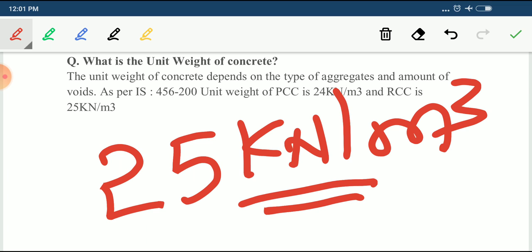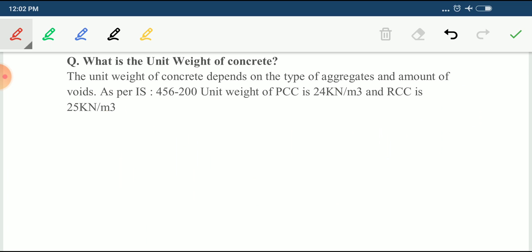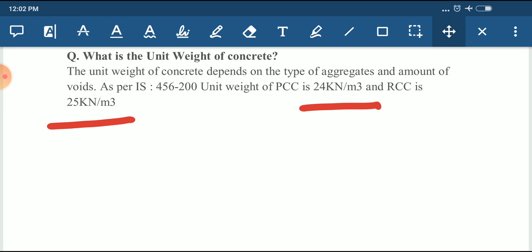Okay, whenever you solve the problems or in the design, if you're using software, you have to enter these values. Okay, so for plain concrete how much you have to take? You have to take 24 kilonewton per meter cube. For RCC, reinforced concrete, you have to take 25 kilonewton per meter cube.